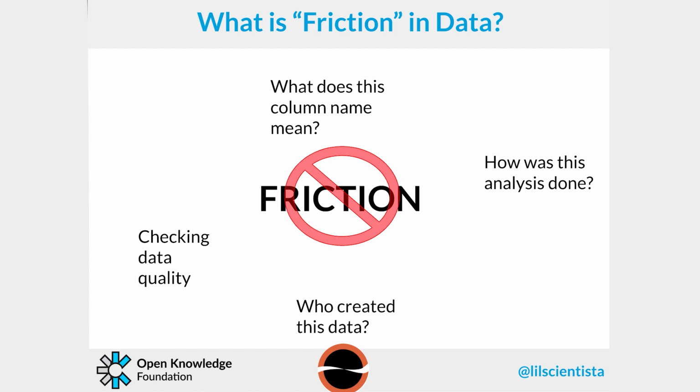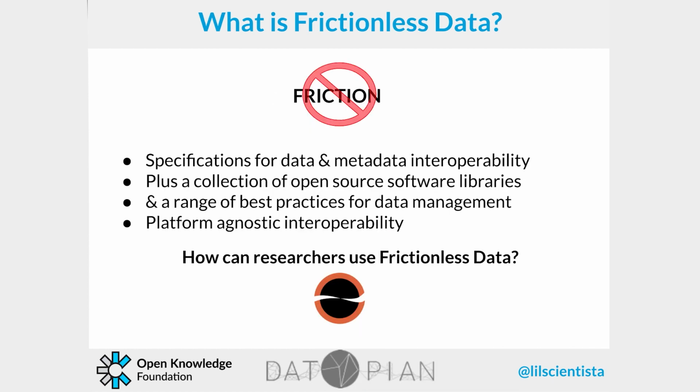Frictions in data are things that make it difficult to use data. They can be questions like, what does this column name mean? How was the analysis done? Who created the data? And things like checking the data quality. These are all important things that you need to know about data before you can use the data easily. And these frictions are the inspiration for the Frictionless Data Project, which is an open source project.